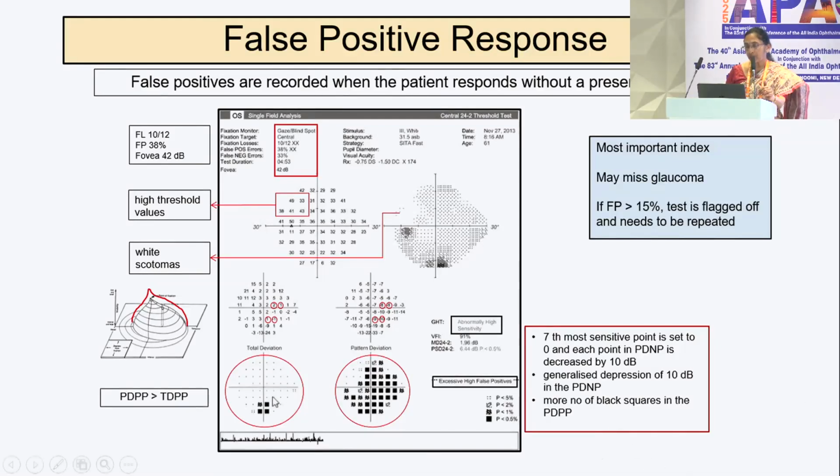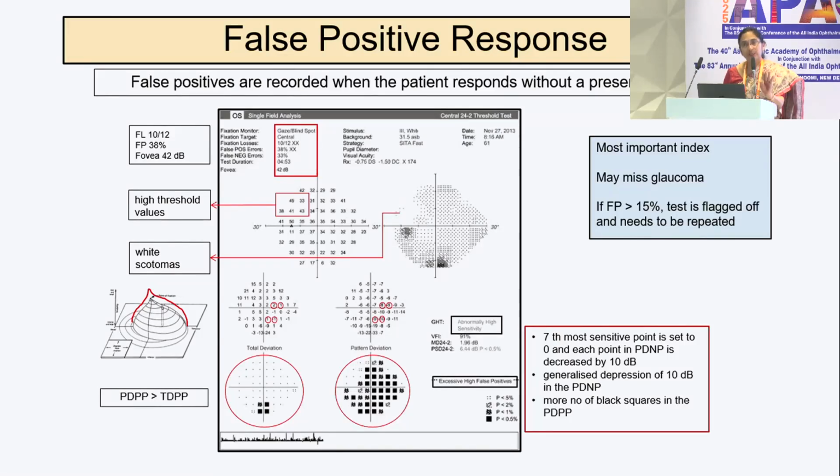So the total deviation plot looks more or less better, but the pattern deviation plot shows a lot more deviation than the total deviation plot. And the glaucoma hemifield test shows an abnormally high sensitivity. So excess high false positive. All these signs indicate that the patient is having a very high false positive response.